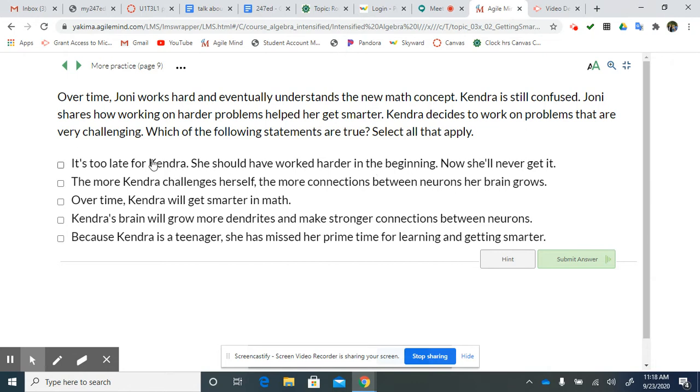Is that ever true? Is it ever too late to learn a concept? No. It's never too late. How about the more Kendra challenges herself, the more connections between neurons her brain grows? Yeah, that one's true. Okay, so you should be writing down the more Kendra challenges herself, the more connections between neurons her brain grows.